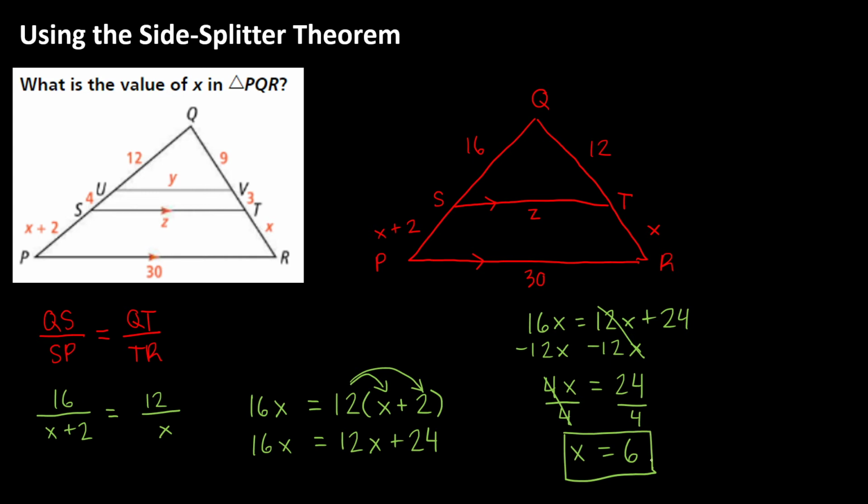To check that x really does equal 6, you can plug in the value of x into the proportion over on the far left here. So it would read 16 over 8, my bad, is equal to 12 over 6. And that's true. 16 divided by 8 is 2. 12 divided by 6 is 2. That works out perfectly.